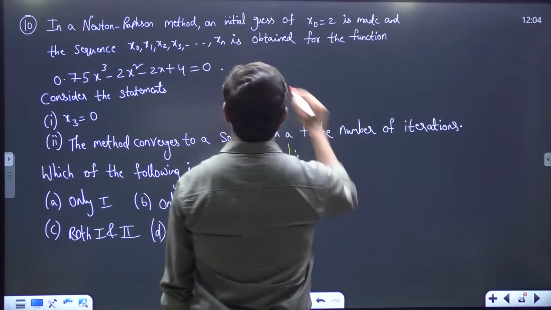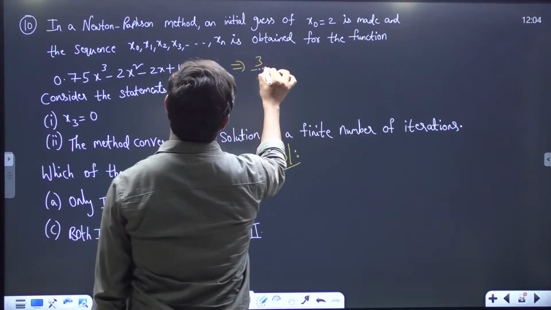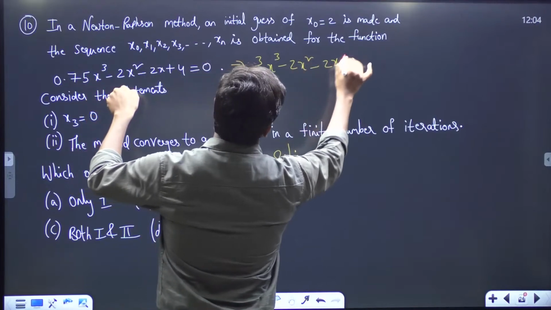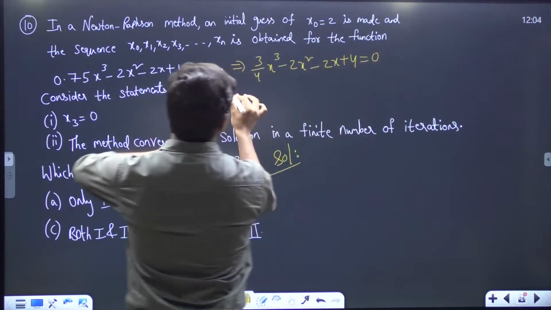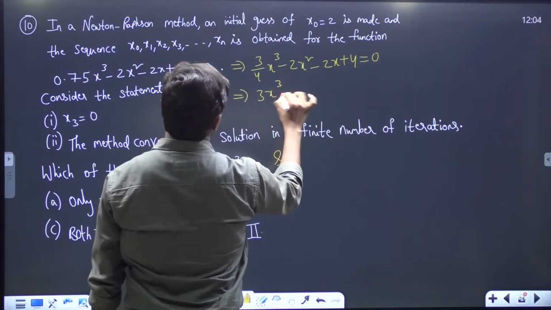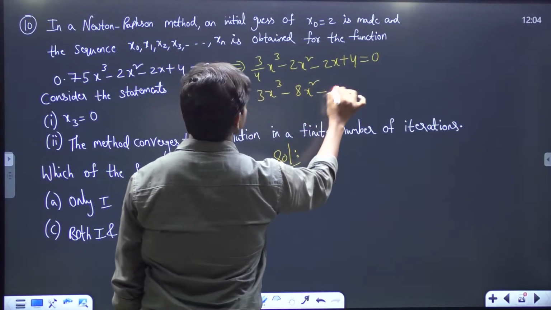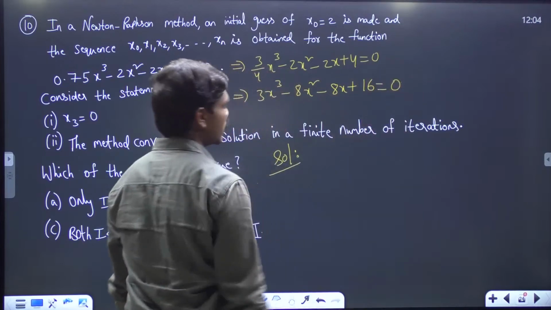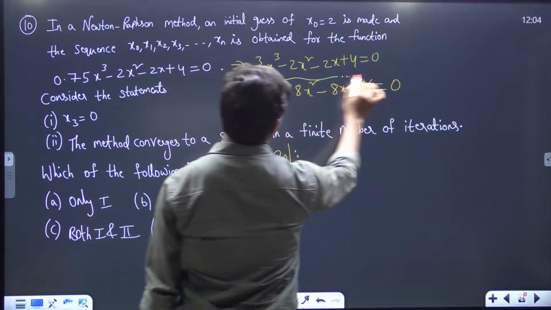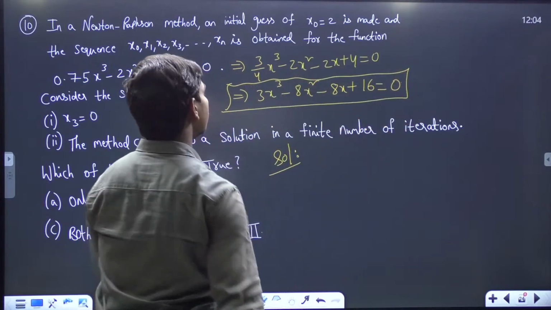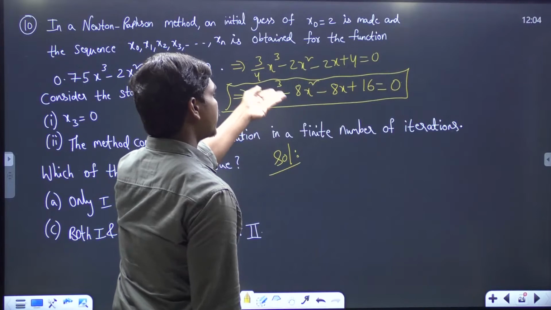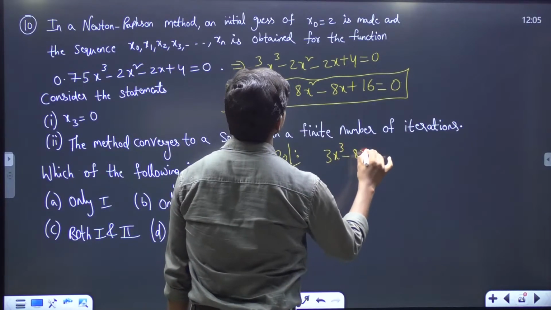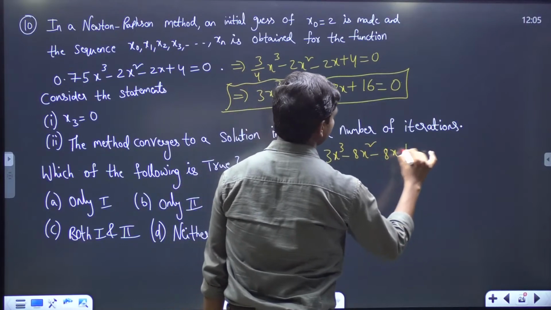So see here. Can we simplify this function by multiplying by 4, just to eliminate this 0.75? Having this decimal in the calculations could cause some trouble for us. So 3x cube minus 8x square minus 8x plus 16 is equal to 0. This is the equation for us. Both the equations are identical if you divide by 4. So we can frame this equation in this way by taking an LCM.